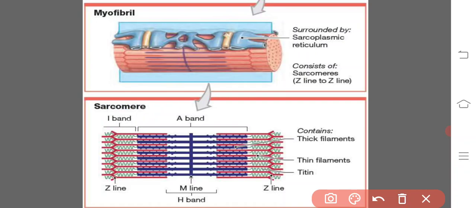Then coming to the H zone or H band, narrow region in the center of each A band that contains thick filaments but no thin filaments. M line, region in the center of the H zone that contains proteins that hold thick filaments together at the center of the sarcomere.